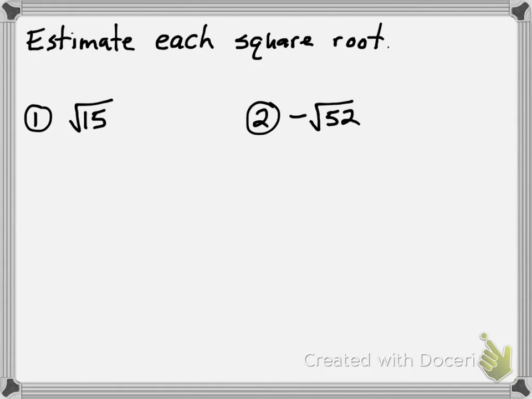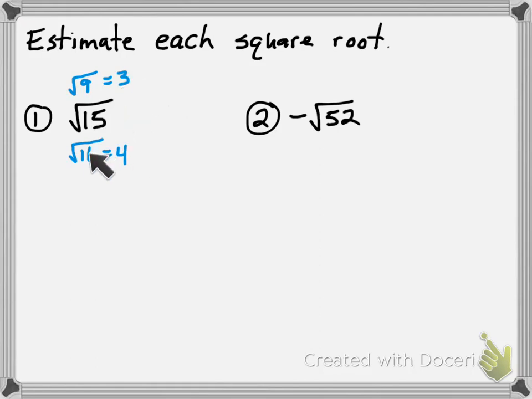Alright, so for the square root of 15, remember, the first thing you do is look for perfect squares around 15. You need one that's a little less than 15, one that's a little more than 15. Well, I know that 9 is a perfect square, and so is 16. So the square root of 15 would have to be in between the square root of 9 and the square root of 16. Well, the square root of 9 is 3, and the square root of 16 is 4. So I know that this has to be in between 3 and 4.